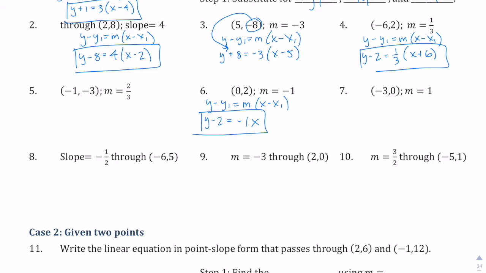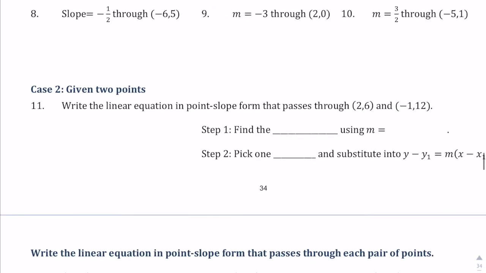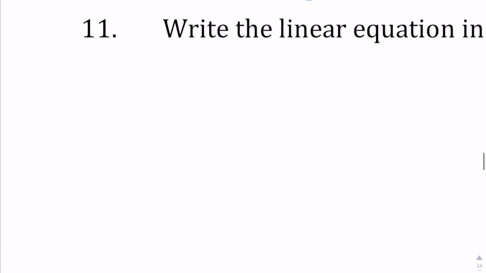Okay, let's look at our second case when we're given 2 points. So write the linear equation in point slope form that passes through 2, 6 and negative 1, 12. So the first thing we must do is find the slope using our equation m equals y2 minus y1 over x2 minus x1. We should be very familiar with that as we were doing that for our slope-intercept form equations before, but now we must do it again. All right, so m equals y2 minus y1 over x2 minus x1.